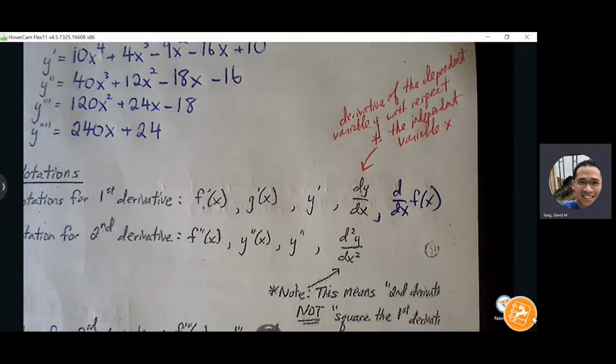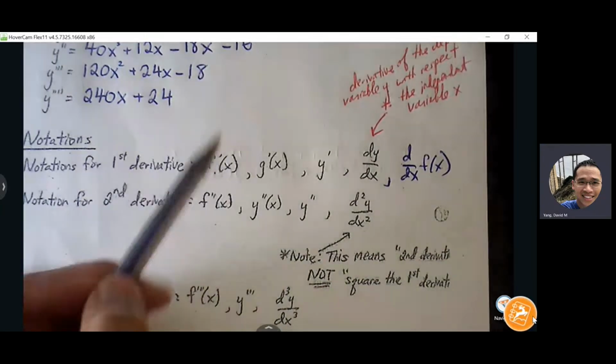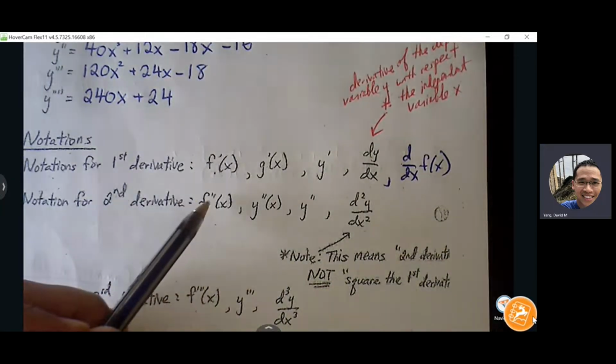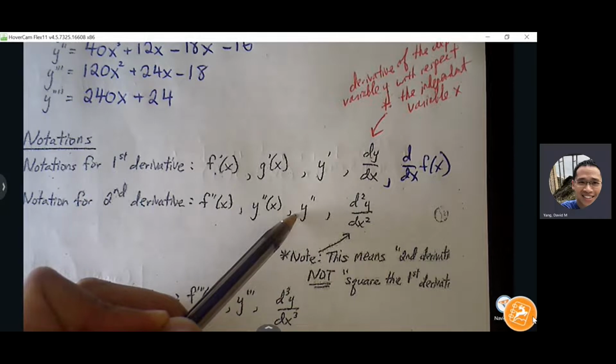Okay, so likewise, you can imagine just following that pattern and getting to the second derivative. So if I start off with f, I can call it f prime for first, f double prime for second derivative. Y double prime of x can be a notation for second derivative, y double prime.